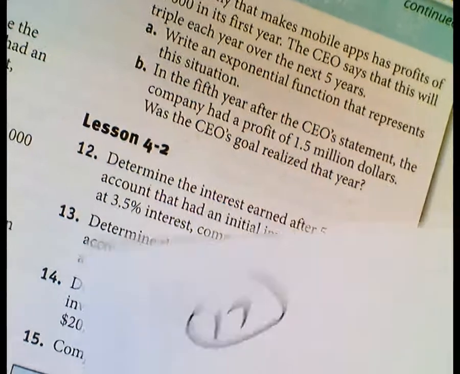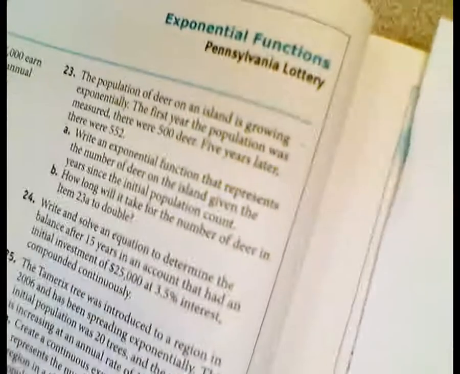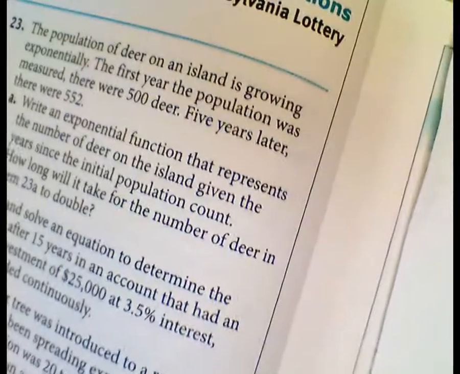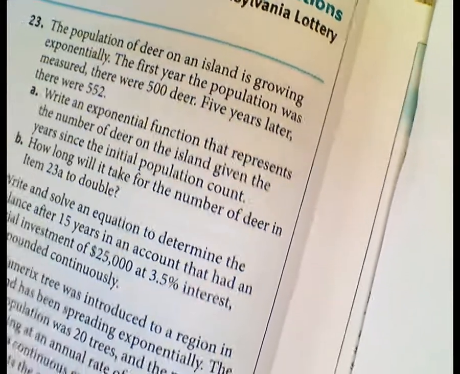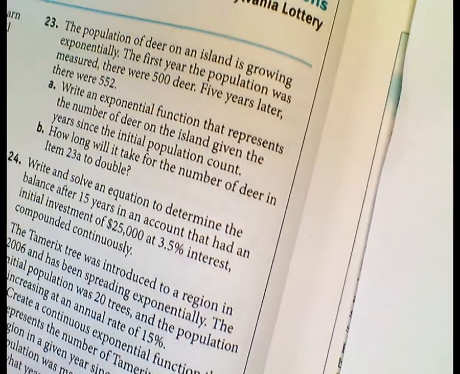All right, we're on 17. I got longest homework ever. What was I thinking? 17. How much additional interest could $15,000 earn in 20 years, compounded monthly, if the annual interest rate were 5.25 as opposed to 5%?